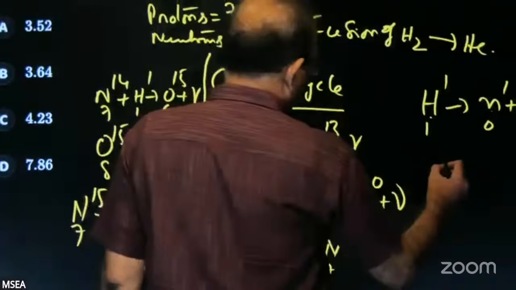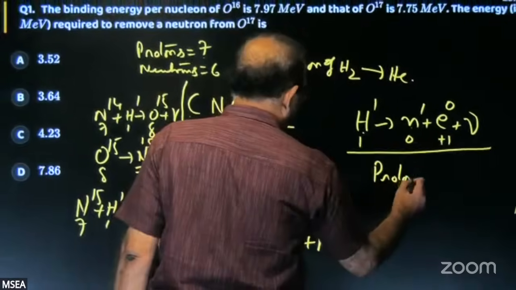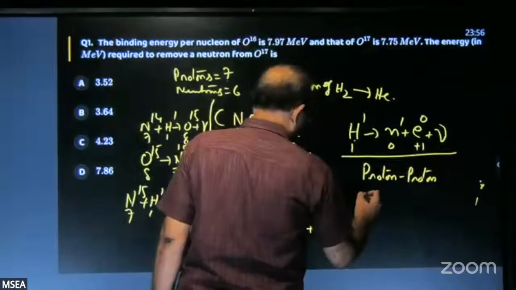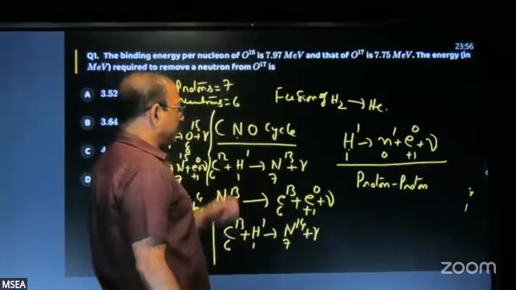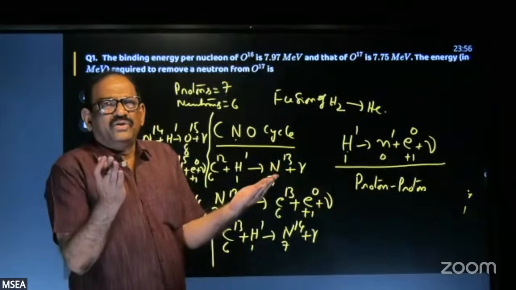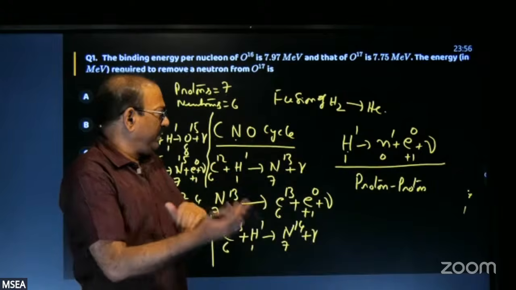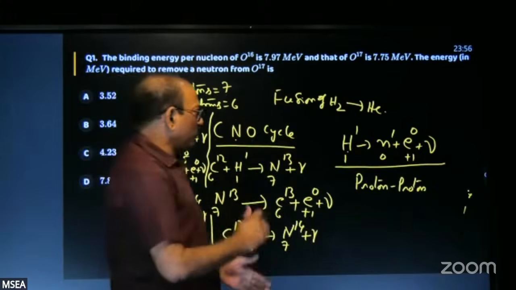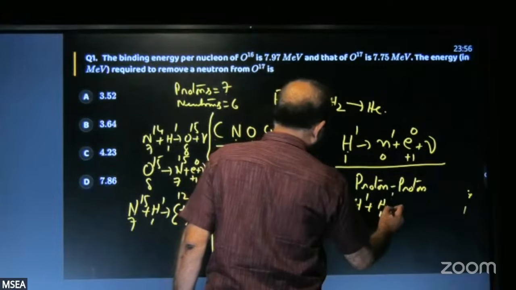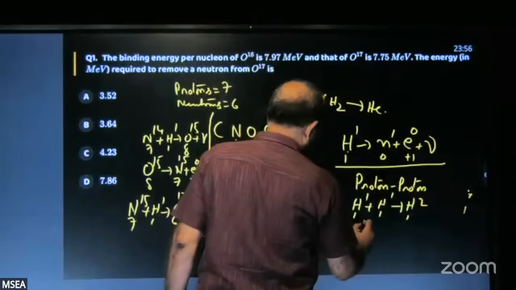Another cycle is the proton-proton cycle. You all know this proton-proton cycle. Here, directly one hydrogen nucleus fuses with another hydrogen nucleus to form deuterium. The deuterium nucleus fuses with another hydrogen nucleus to form He-3.